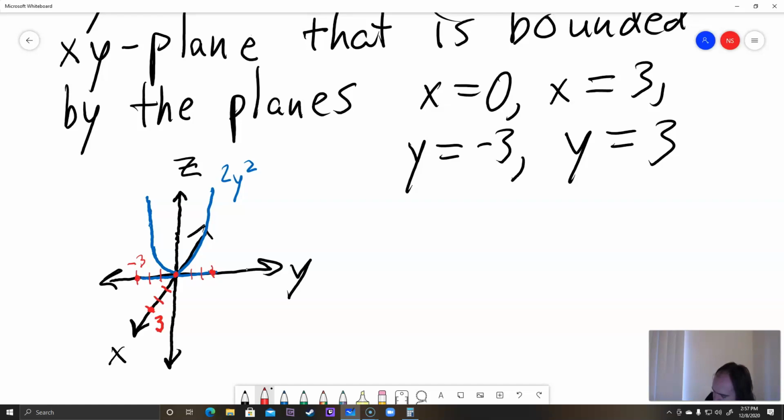And remember, this is just a sketch, and you don't have to do the sketch, but I wanted you to have an idea about what this is going to look like. Okay, so now that I have it on the correct axes, I think we can sketch this now. So what we're going to have here is a cylinder that goes from x equals 0 to x equals 3.